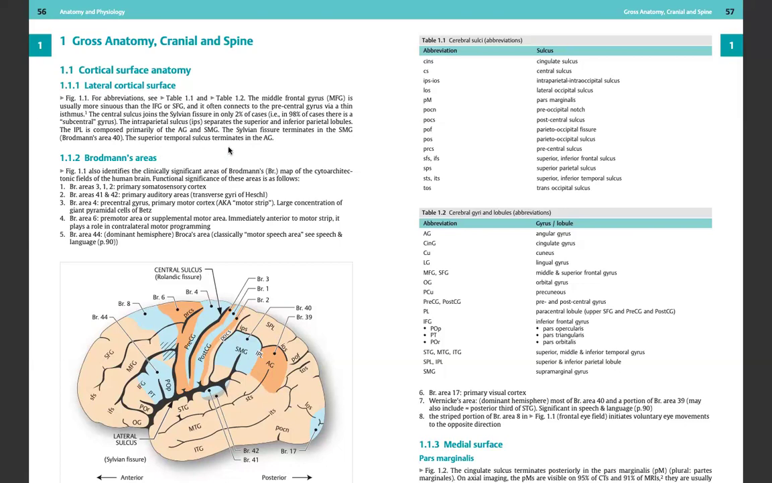Proceed to the rest of the information here. Sylvian fissure terminated on this. Okay. So the next is the Brodmann's areas. We've already started talking about some of them, but we'll start. So Brodmann's area 3, 1, 2. That's here. So 3, 1, 2, as it is arranged, forms the central gyrus.